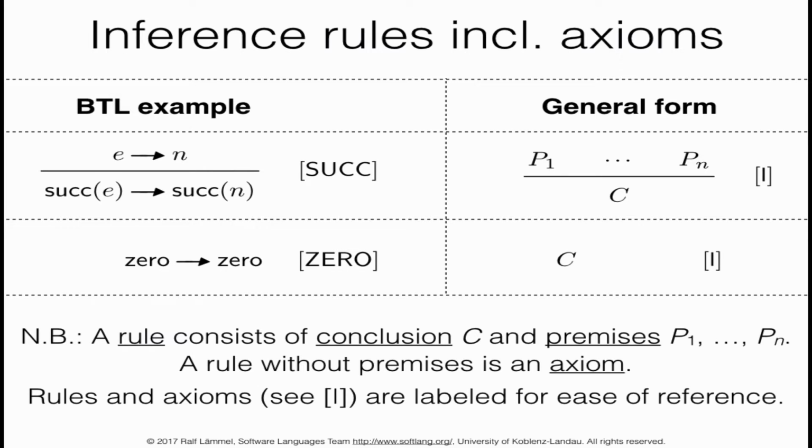Here's a bit more about the general format for the inference rules that we use. We say inference rules or deduction rules or just rules. These rules consist of a conclusion and premises. If we have a rule without any premises, then we refer to it as an axiom. Typically, we attach labels to rules for ease of reference. We read these rules in a deductive style. Basically we say, in order to conclude that C holds, we need to establish that P1 to Pn holds.